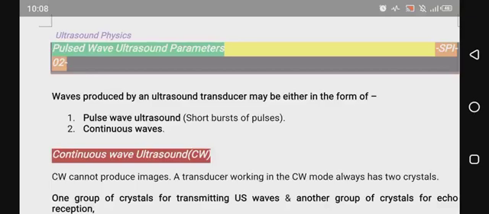Welcome. Today we're going to look at pulse wave ultrasound parameters.